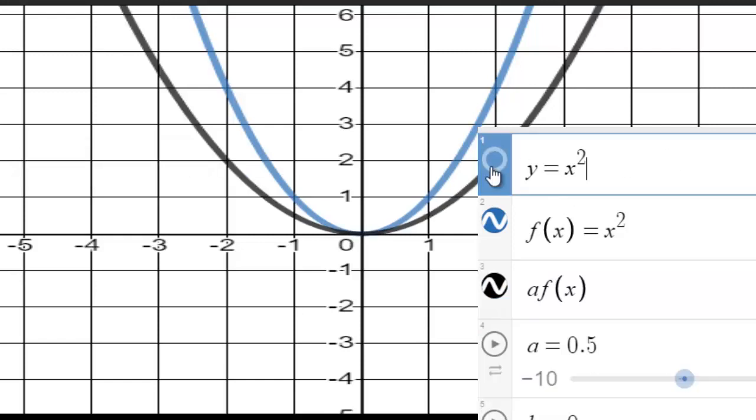And if I turn my orange function back on, you'll see it matches the parent function in the middle. And all I got to do is put a 0.5 out in front of this, so 0.5, and my orange function matches the same as the black transform function.